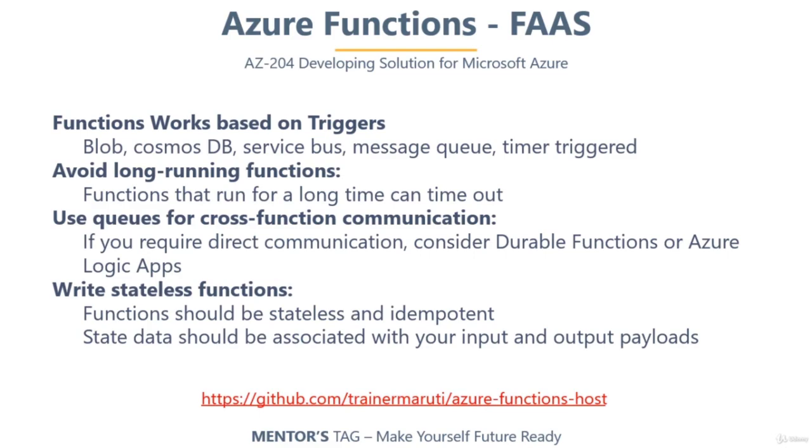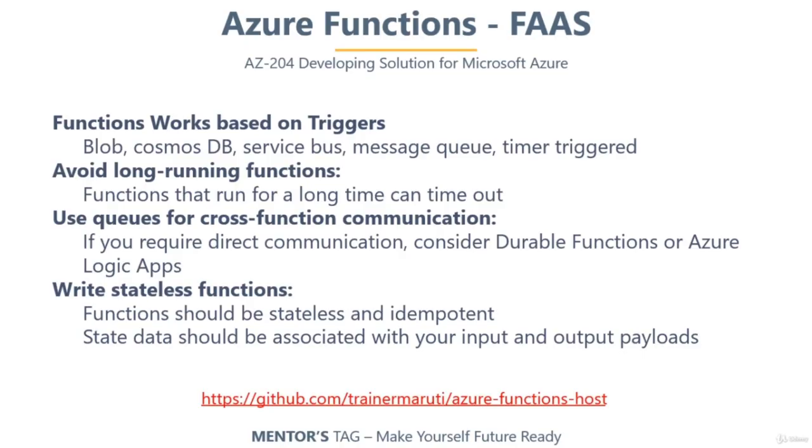You should avoid long running functions, because when you go with the consumption plan, Microsoft is going to give you a 10 minutes timeout. It means if your function is running for 10 long minutes, at the time of the 10 minutes timeout, it will get terminated. In the same way, if you are dealing with an HTTP request and doing request and response, then the timeout will be reduced to only 2.5 seconds.